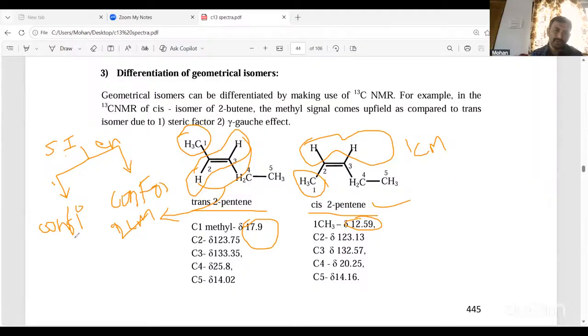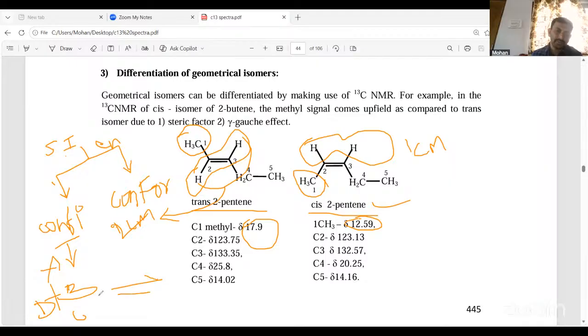Here is a conformational. This is a configurational. So what is the difference here? The configurational isomers, they won't interconvert from one conformer to another conformer. For example, you take RS configuration, EZ configuration, DL configuration. So here, for example, is a chiral compound with A, B, C, D.